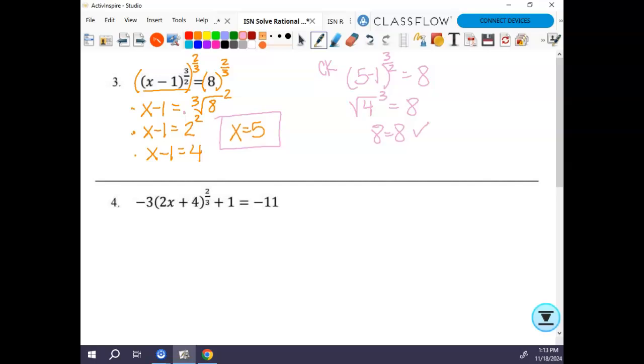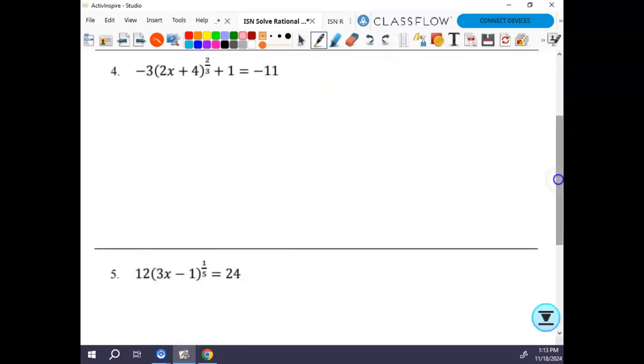All right, so number 4. Let's first make sure we know how to isolate the term. This is what I want to isolate right here. So no making up math. You do the same stuff you've been doing forever. The first thing we're going to do is move that 1. So I'm going to get -3 times 2x plus 4 to the 2/3 power, and that equals -12.